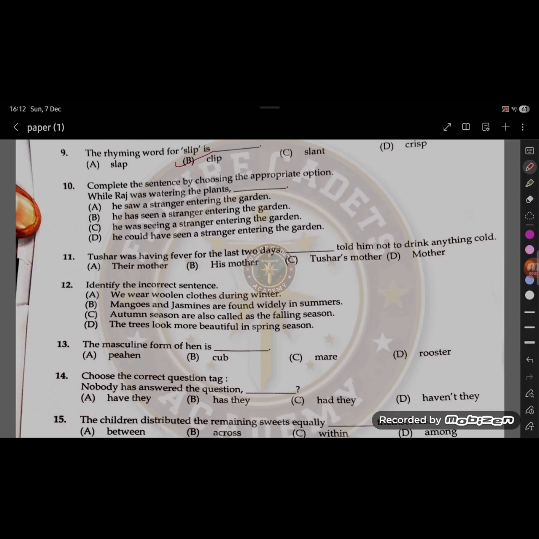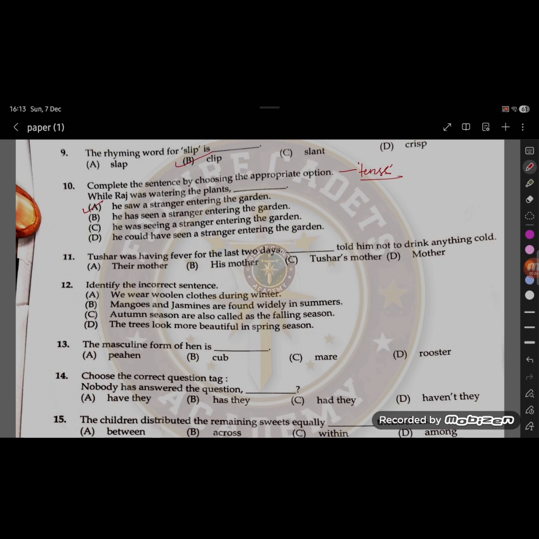Complete the sentence by choosing the appropriate option. While Raj was watering the plants. It's a fair question testing your knowledge of tenses in English grammar. And here the solution is A. While Raj was watering the plants, he saw a stranger entering the garden.